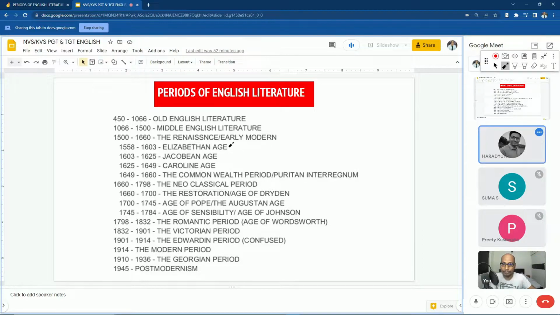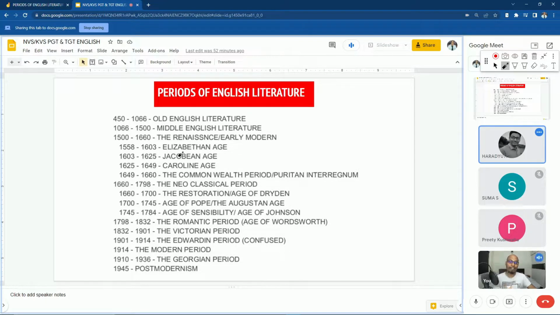Elizabethan Age? 1558 to 1603. Okay, and then Jacobean Age? 1603 to 1625. Caroline Age? 1625 to 1649. Okay, then Puritan Interregnum? 1649 to 1660. Where do you get Shakespeare? It is in Elizabethan age. Okay, right. Where do you get Chaucer? Chaucer, it is in Old English literature.